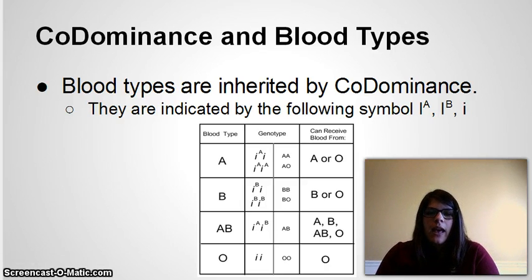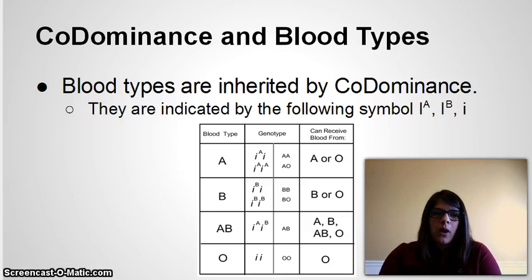And you've probably heard of people having O blood. Now, if you get both IA and IB, you have the form AB. And two little i's are going to be the form O.